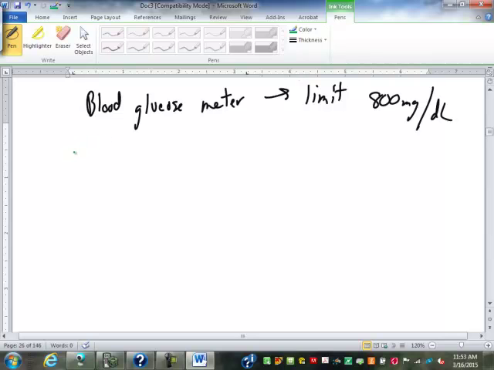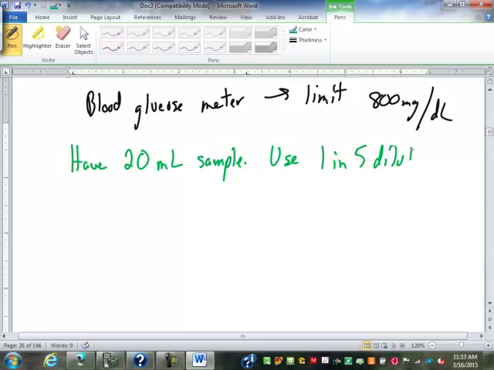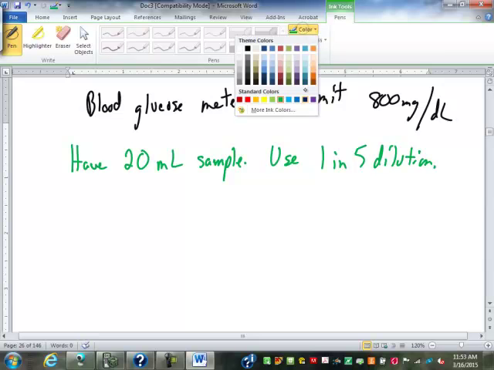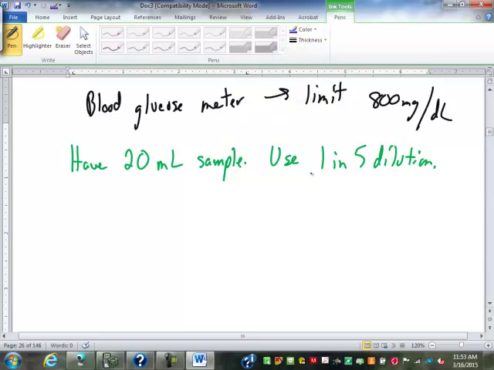So let's say we are taking a sample of blood. We have a 20 milliliter sample. And our plan is to use a 1 in 5 dilution in order to complete this test. Most labs have a standard procedure they use, and let's say for this lab, their standard procedure is a 1 in 5 dilution if that blood sample exceeds the capabilities of the meter.